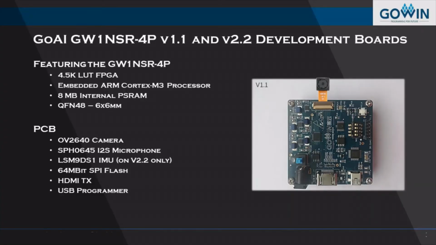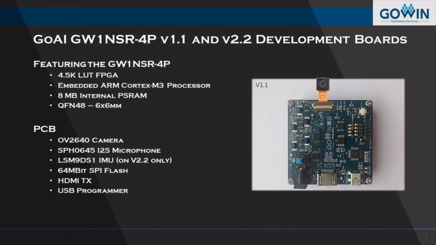Okay, so now we're ready for hardware deployment, and I'm going to first talk about the development boards that we have for you to prototype the machine learning classification solutions and inference solutions that we have available as a starting point. So the first board is our smallest board, and this is based on the GW1NSR4P device. And there's actually two development boards. There's a version 1 and a version 2.